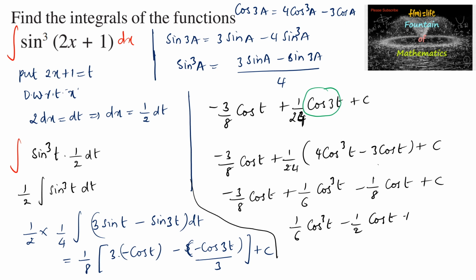Let us substitute back t is equal to 2x plus 1, so we can give the answer as 1 upon 6 cos power 3 of (2x plus 1) minus 1 upon 2 cos of (2x plus 1) plus c is the answer.